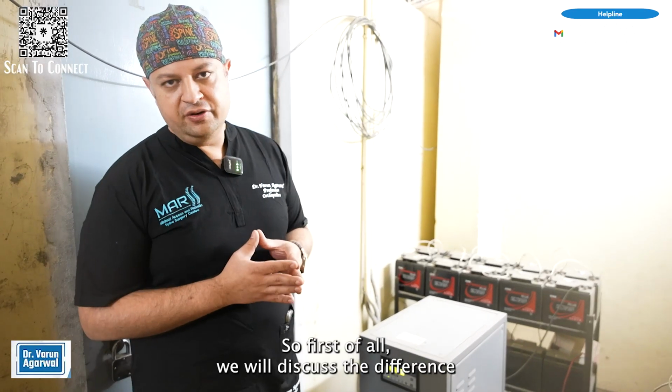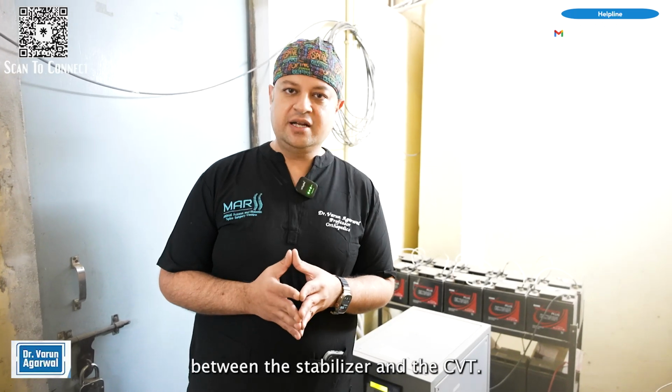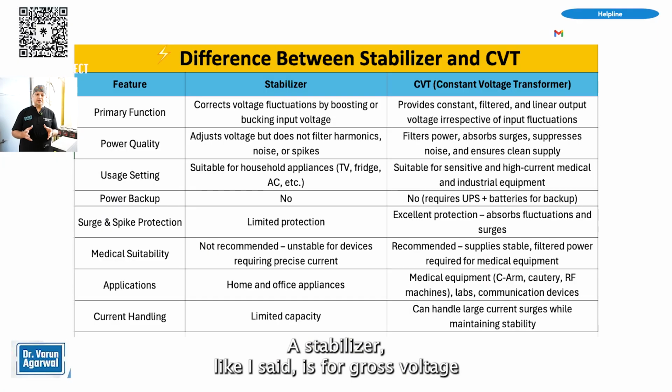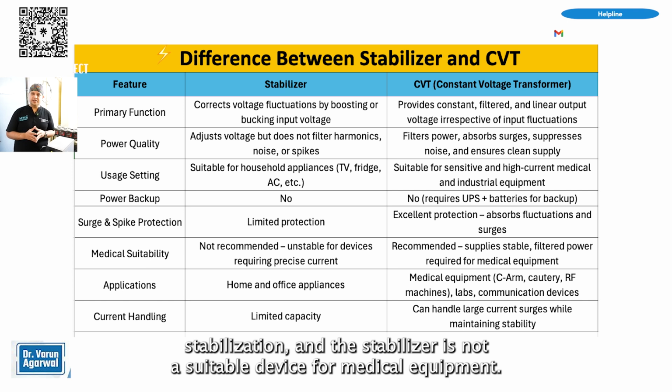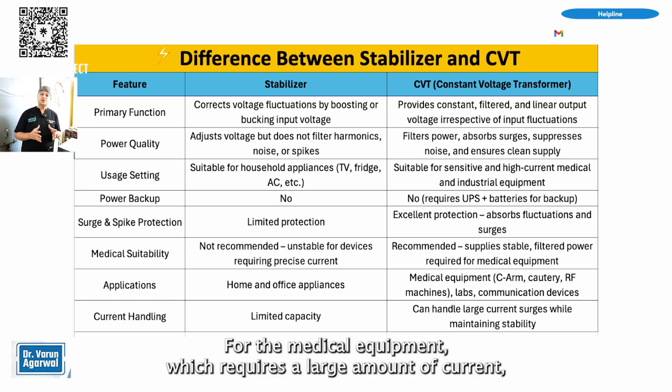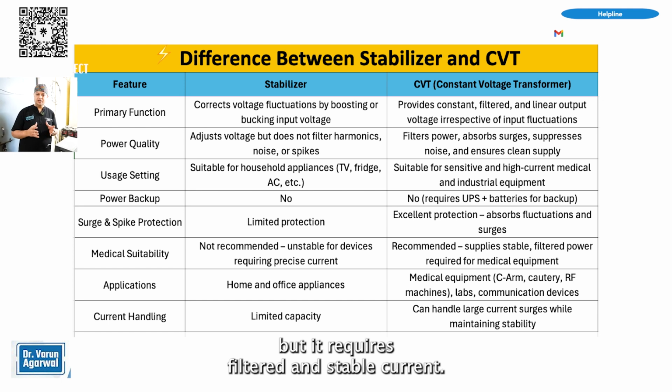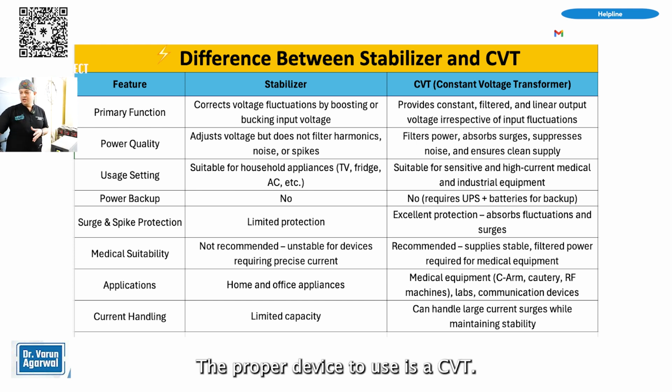So first of all, we will discuss the difference between the stabilizer and the CVT. A stabilizer, like I said, is for gross voltage stabilization, and the stabilizer is not a suitable device for medical equipment. For the medical equipment which requires a large amount of current, but it requires filtered and stable current, the proper device to use is a CVT.